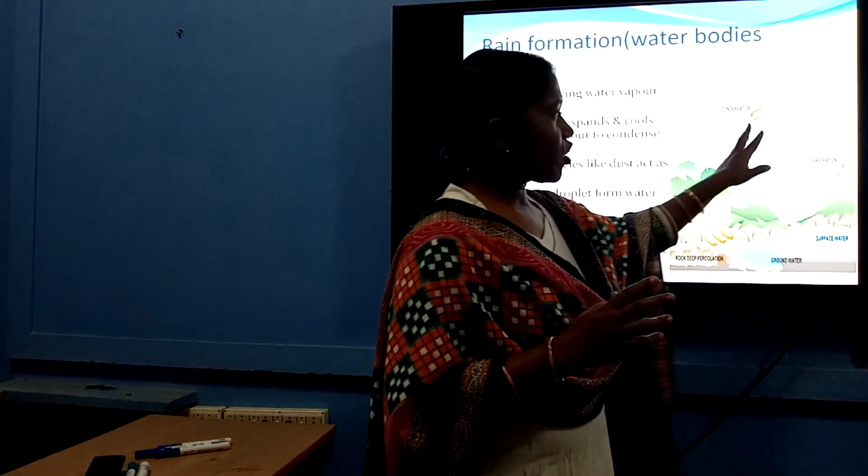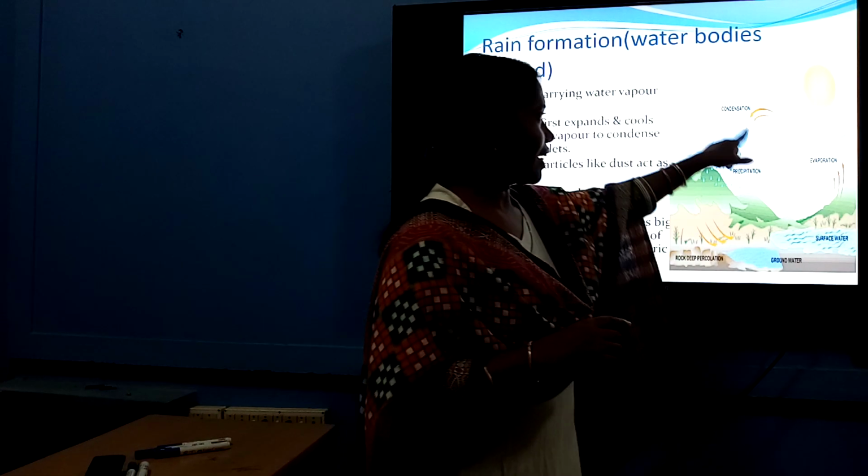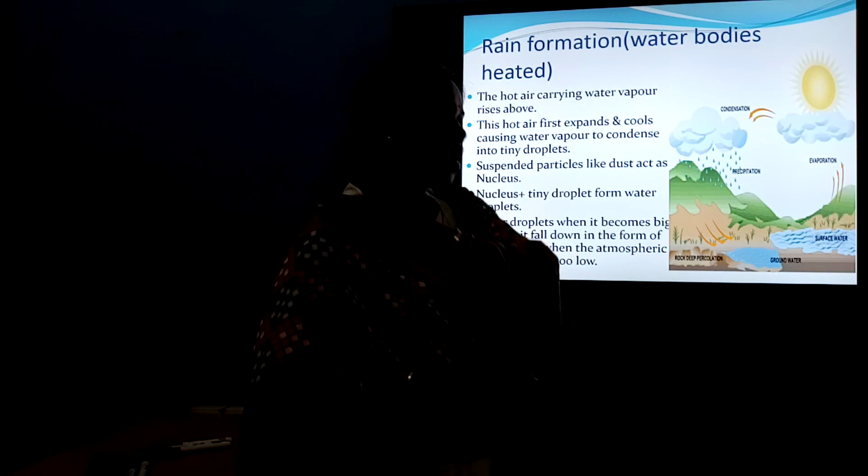So there are three important processes involved. One is evaporation, the second is condensation, and the third is precipitation.